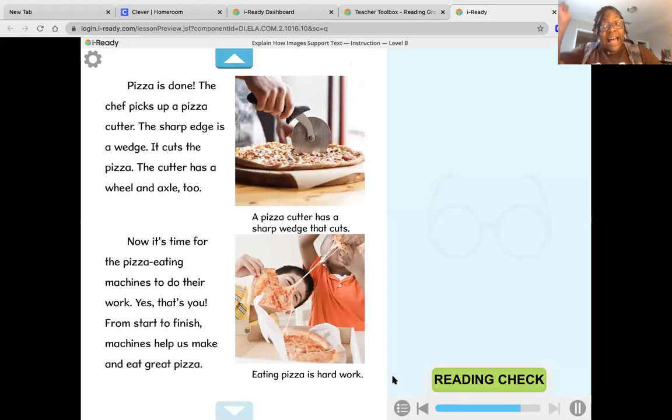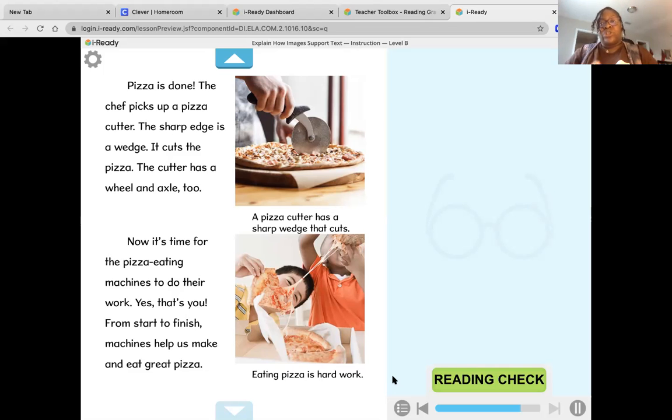The pizza is done. The chef picks up a pizza cutter. The sharp edge is a wedge. It cuts the pizza. The cutter has a wheel and an axle too. Now it's time for the pizza eating machines to do their job, do their work. Yes, that's you. From start to finish, machines help us make and eat great pizza.